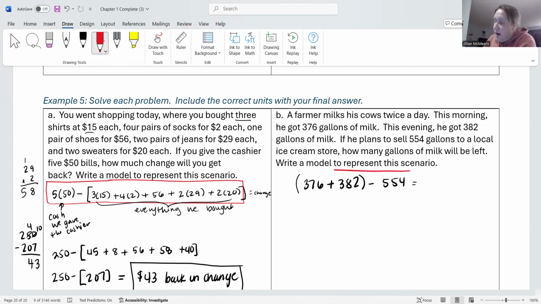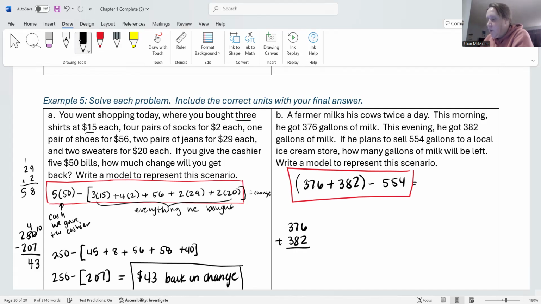So just like with part A, this question says write a model to represent this scenario: figure out how much milk the farmer has total, and then subtract what was sold. So let's do a little bit of work here to the side. Since we're just doing addition and subtraction, I feel really comfortable just doing this one by hand. So let's see, 376 plus 382. We're going to line them up vertically and then add column by column. 6 plus 2 is 8. 7 plus 8 is 15, so I keep a 5, I carry a 1. And then 3 plus 3 plus 1 is 7.